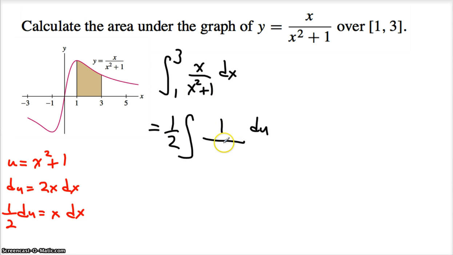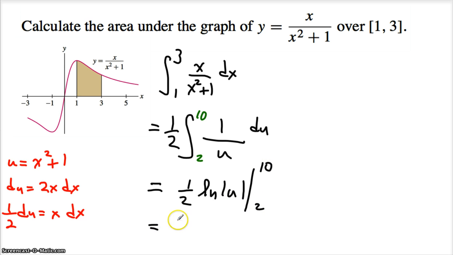And the x squared plus 1 will get replaced with u. So let's figure out our new limits of integration here. When x equals 1, what does u equal? Well, when we substitute 1 in here, we get 1 squared plus 1, which is 2. When x equals 3, substitute 3 in here, we get 3 squared plus 1 is 10. Okay, so the antiderivative of 1 over u is ln u, or ln absolute value of u. And we're going to evaluate that from 2 to 10.